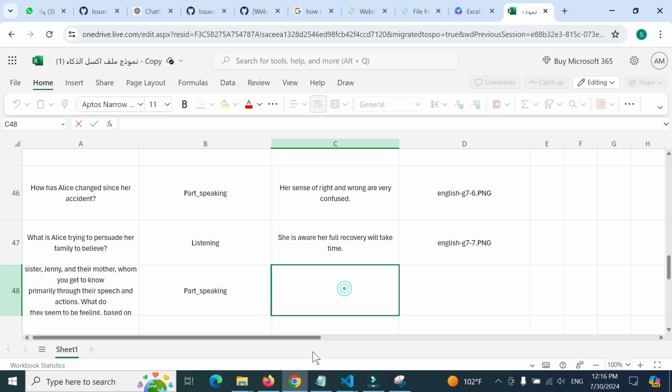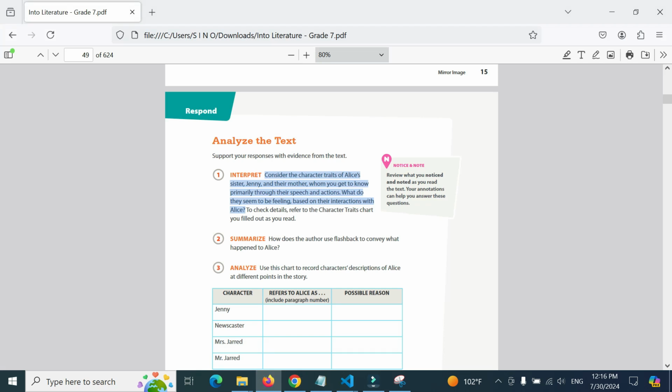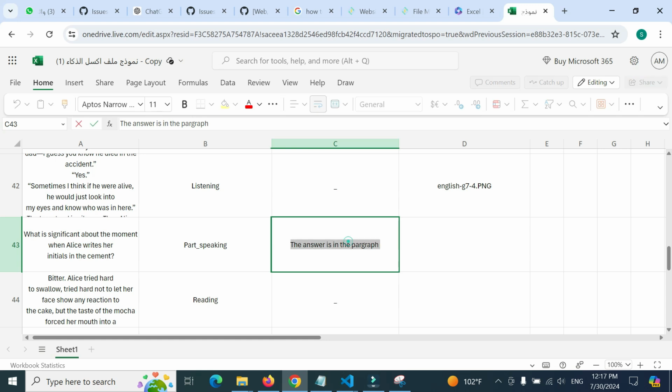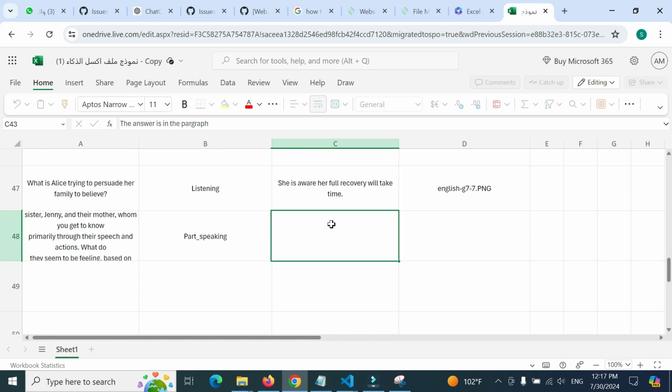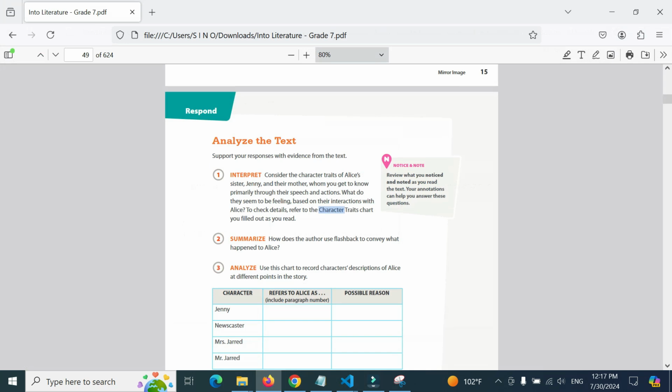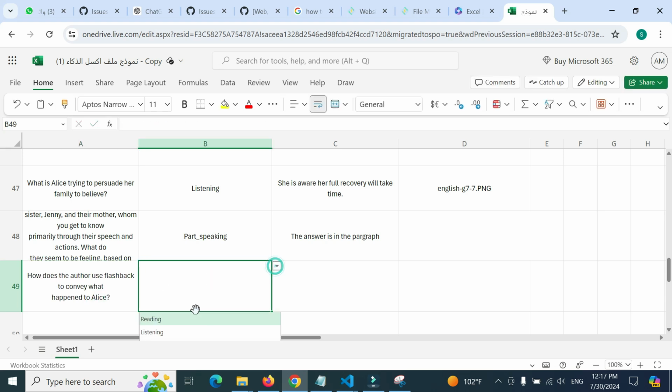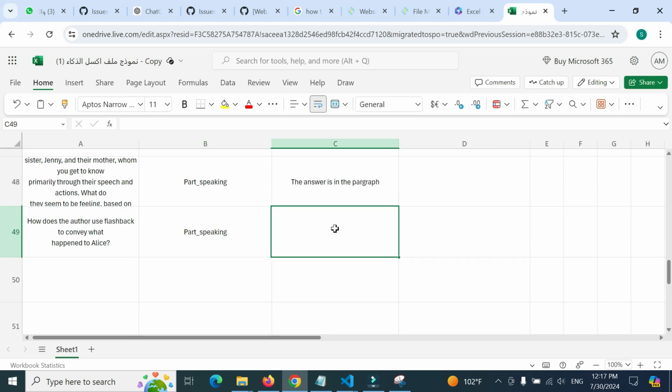the Excel file. For the answers here, actually, I need to check each character trait, and I'm going to say the answer is in the paragraph. It needs an answer because it takes traits as you feel as you read. Summarize. How does the author use flashback to convey what happens to Alice? So the answer is in the paragraph. Okay.